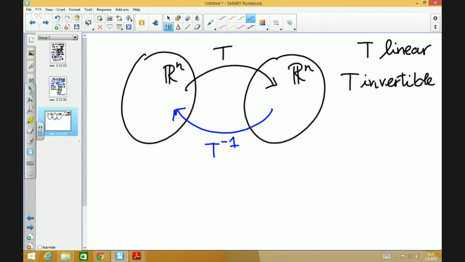So what does this mean? This means that if I run T first, and then I do the undo transformation T minus 1, I should get back exactly the same thing that I had before.